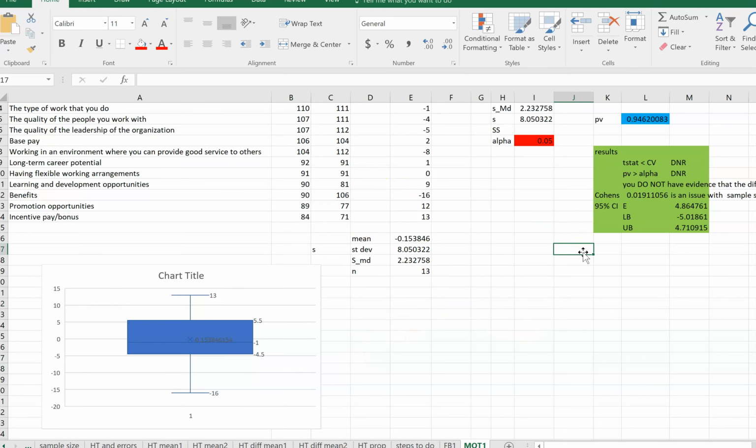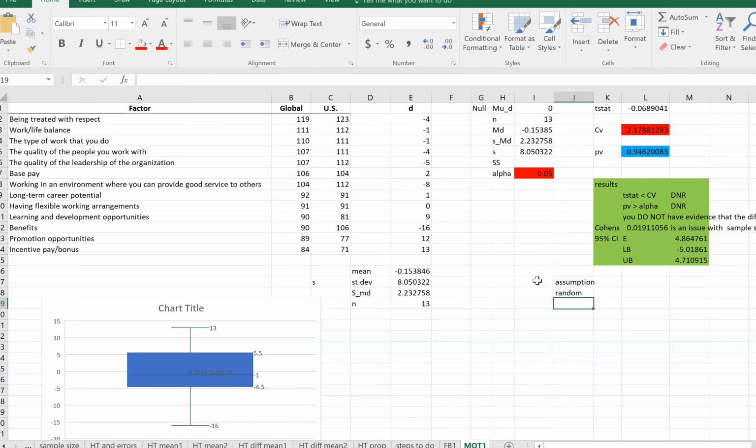Remember, before you run all this stuff, you should run your assumptions. Are you sure you did random? Of course I did random, all right? I randomly picked workers to judge. Are you sure you have normal? The problem is we are less than 30 in sample size. That's a big deal. So what does that mean that we're less than 30 in sample size? We must check normal.